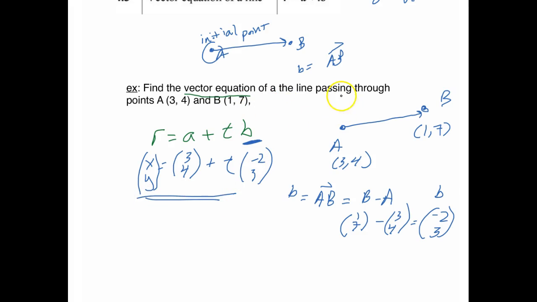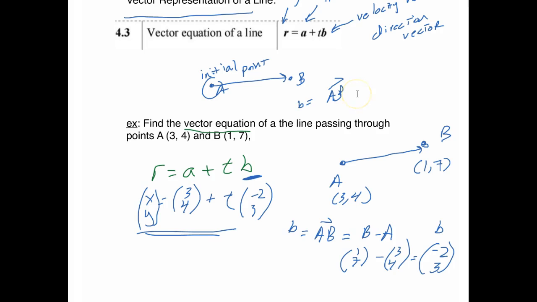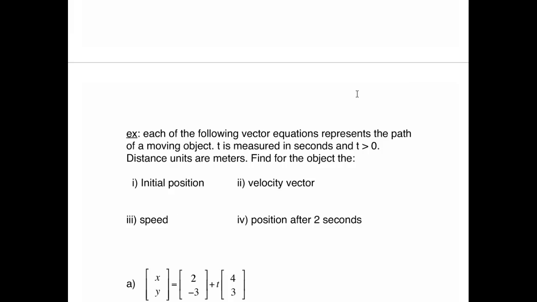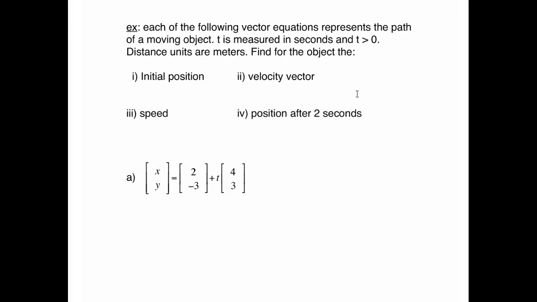So again, your initial point is A, so that's my A right there. Your B is not the point B, it's not the second point, it's the direction it's going. So you've got to find the velocity vector for that. So you just do tip minus tail, and you get that. And that's it. Now let's do some examples where I give you the vector equation of a line, and we've got to apply it to solve some problems. So like this one here.